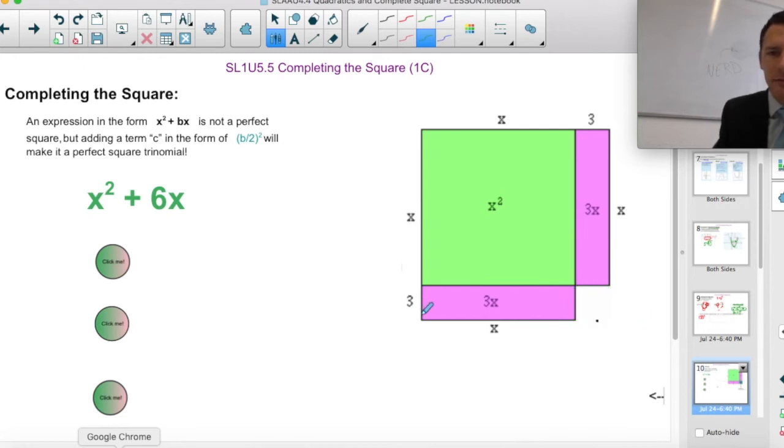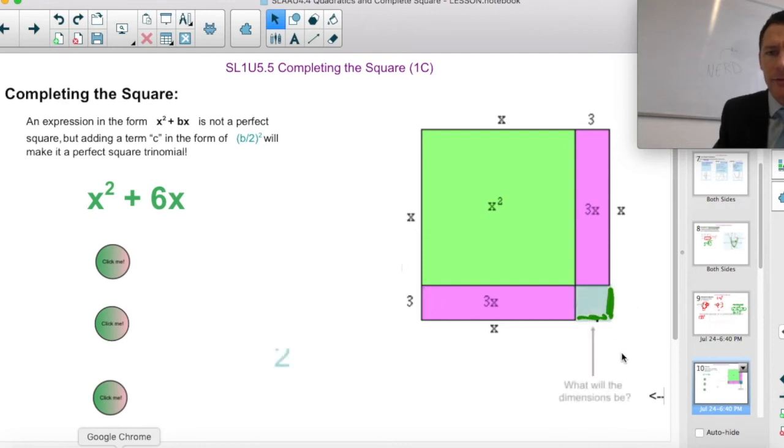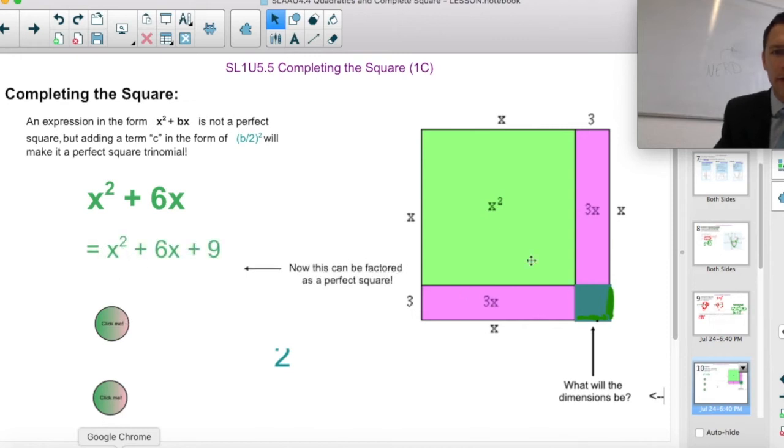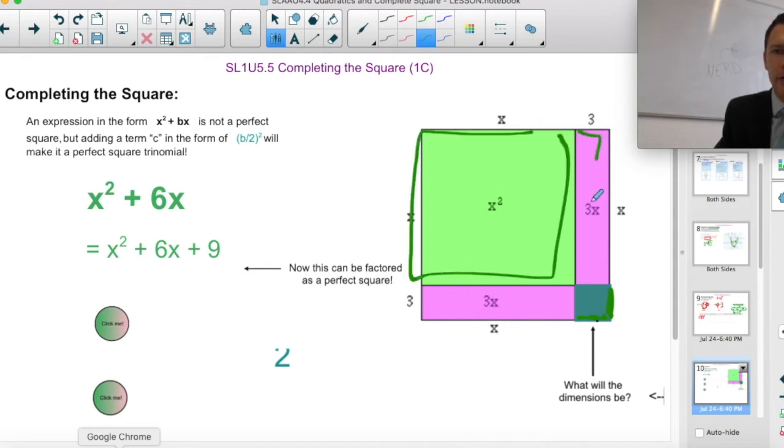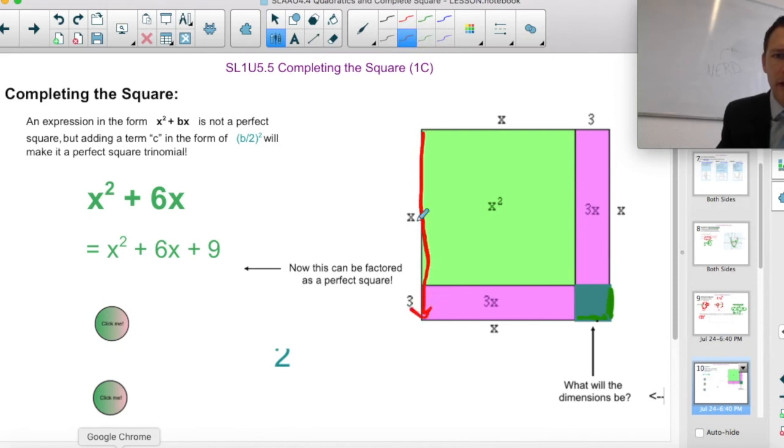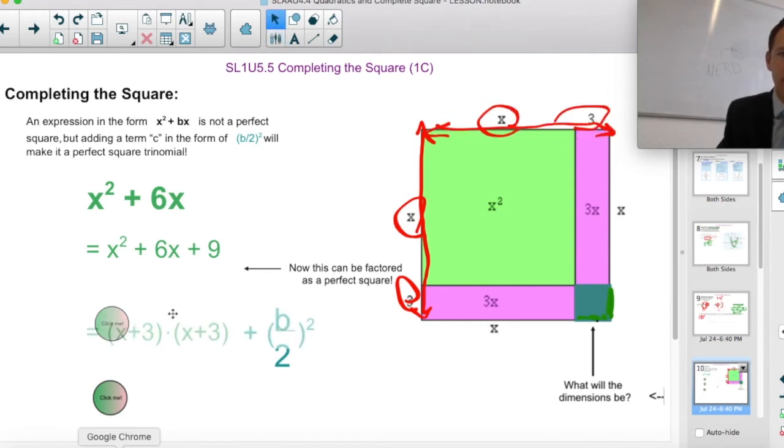How big is this piece? Well, it's 3 by 3. So I need to add a square that's 3 by 3 to make this work out. What is all this? Oh, I want this to be x by x. This is x squared plus 6 x's. Nice rectangle. Plus 9. And why we want to do that is because then we can call this x plus 3 squared, x plus 3 times itself. So that's a visual way to look at it.